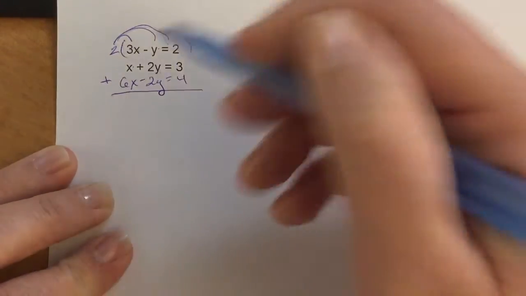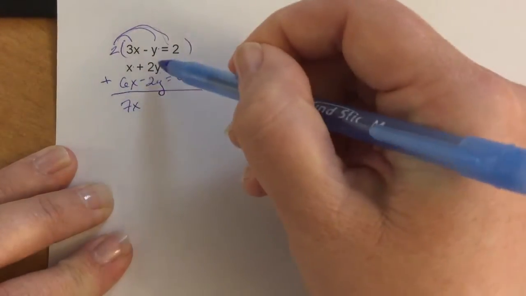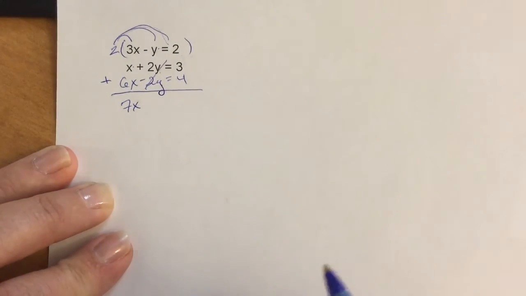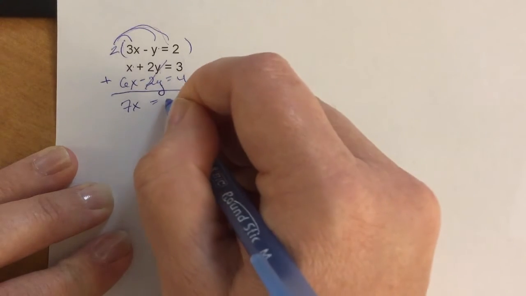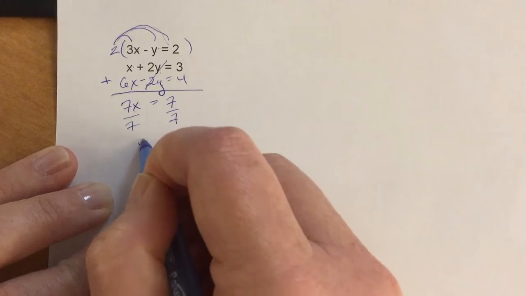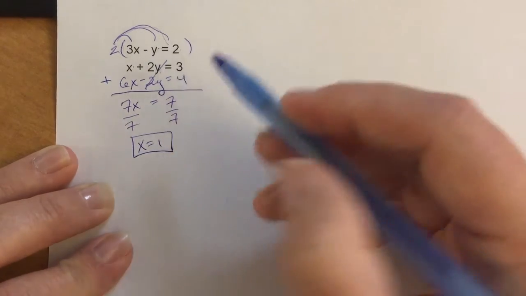Now, when we add straight down, we've got x plus 6x is 7x. And now, 2y and negative 2y will cancel. So now we have eliminated one of the variables. And then 3 and 4 would give us 7. Divide by 7, so x equals 1. Again, we're only halfway done. We need to plug it into one of our equations.